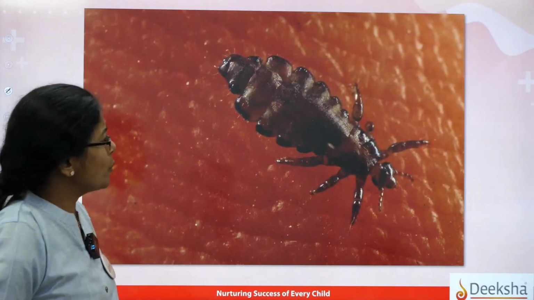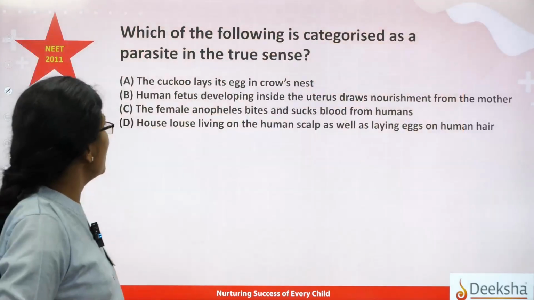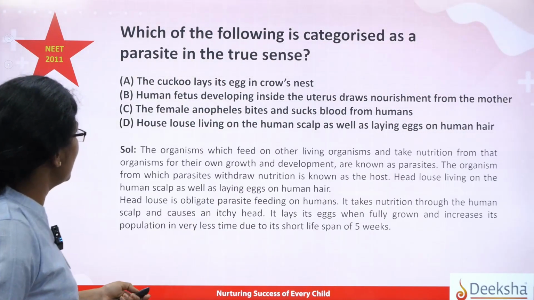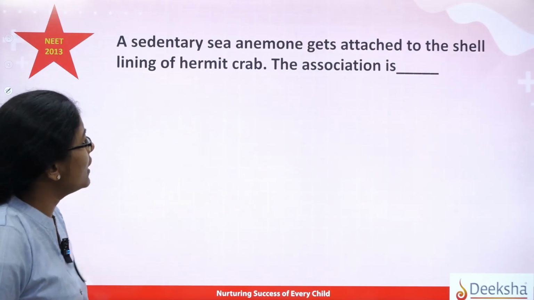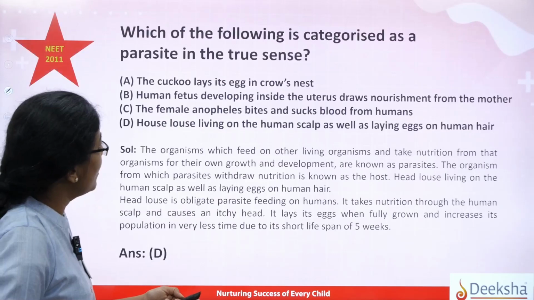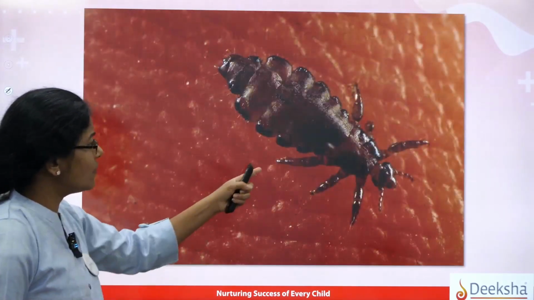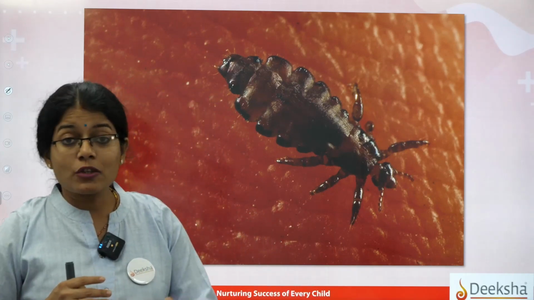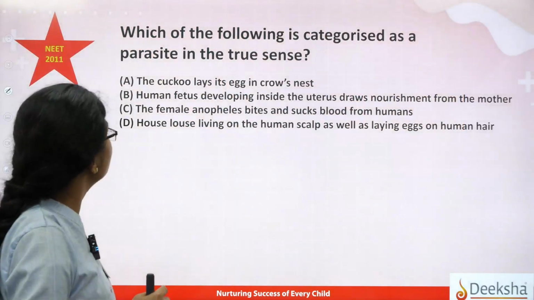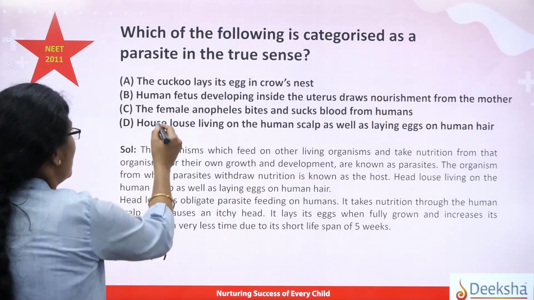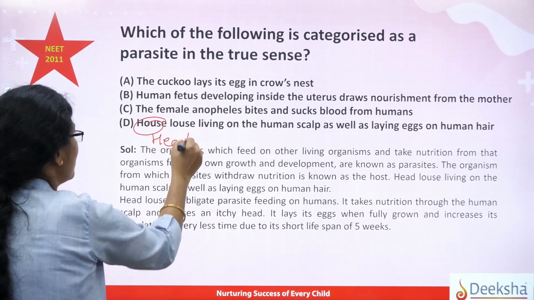Next is the last option, that is head louse. Yes, you can see here the head louse is the correct answer, living on the human scalp, and it gets nourishment on a lifelong basis. That means this type of interaction is throughout the lifetime. So this interaction between the head louse and the human will be long term. This is a kind of obligate relationship. So the option that is parasitism in the true sense is option D, that is head louse. Okay, there is a mistake here, it should be head louse, students. I am very sorry for that.